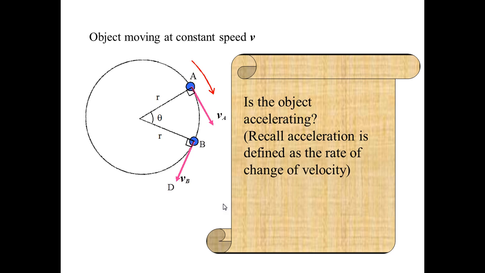To answer this question, you need to recall that acceleration is defined as the rate of change of velocity. With that definition, the answer is yes, the object is accelerating, because as you can see, in position A the direction of velocity is different from that when the particle is at position B. Although the magnitude of the velocity is the same, the direction changes, so the velocity changes, and that's why there's an acceleration.